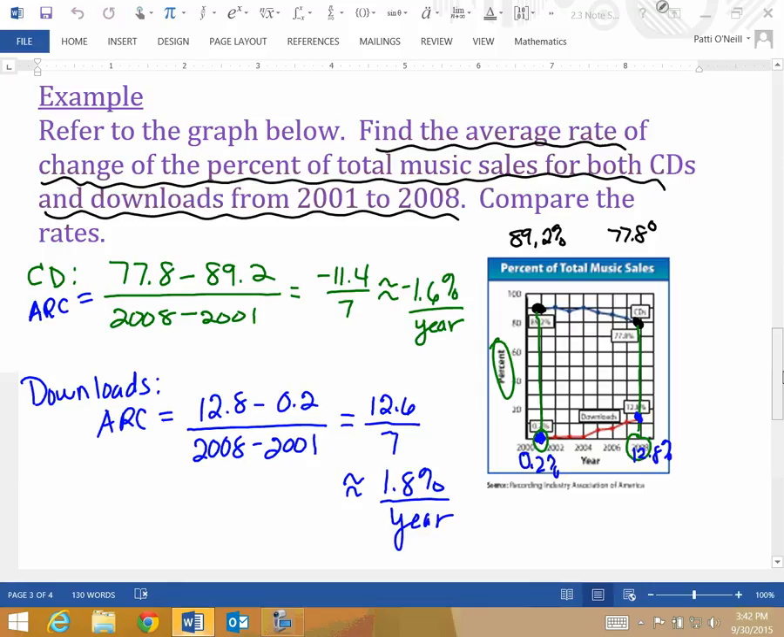So if we compare these two, this one to this one, obviously one is negative, one is positive. There's a positive symbol in here. And the average rate of change was a little bit faster for the downloads than the drop in the CDs. So something like that you could put into words as far as what you would use for your comparison.